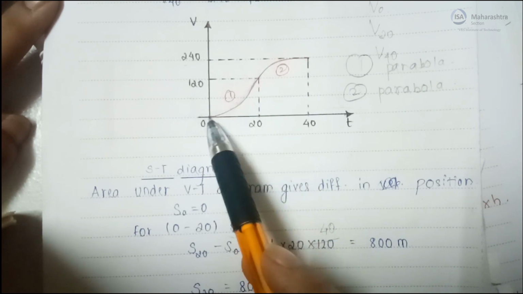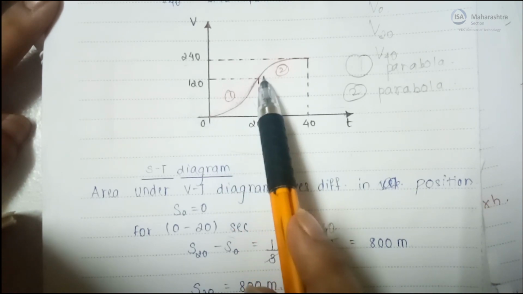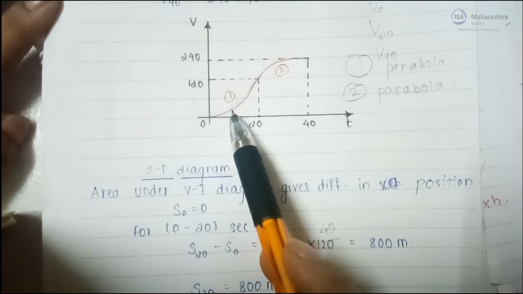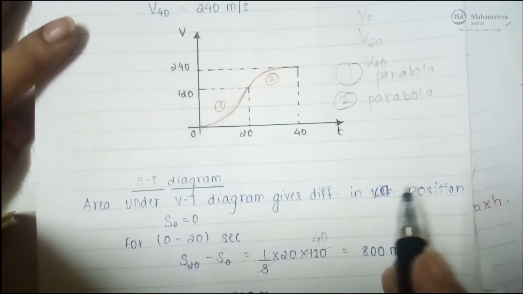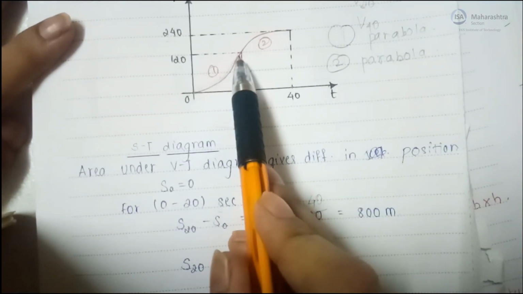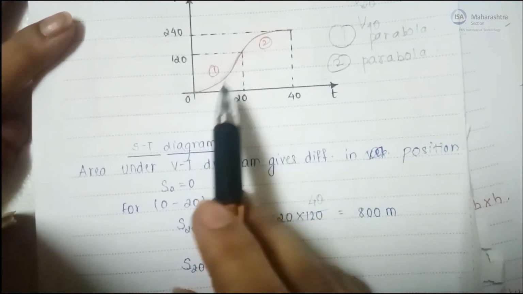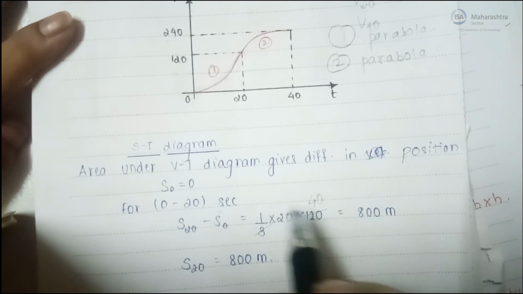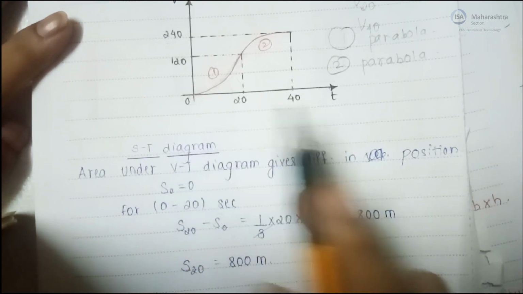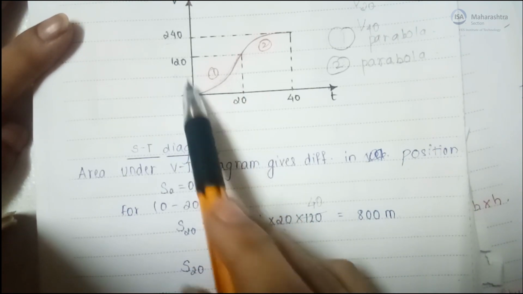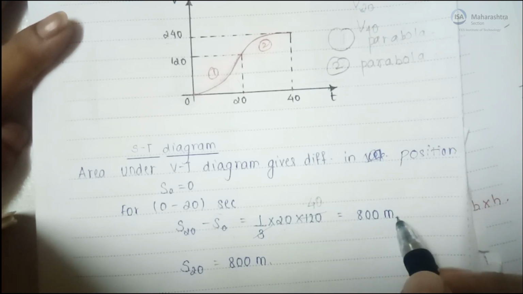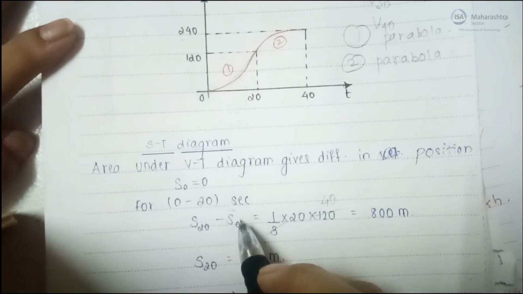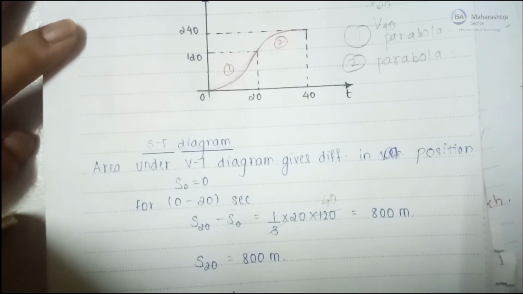Now which type of curve is this? This is a concave upward curve, and the formula for a concave upward curve was 1 by 3 into base into height. So 1 by 3, the base is 20 minus 0, 20, into height 120. Now 3 cuts 120 by 40, and 40 into 20 turns out to be 800 meter. Substituting S0 as 0, we get S20 equal to 800 meter.